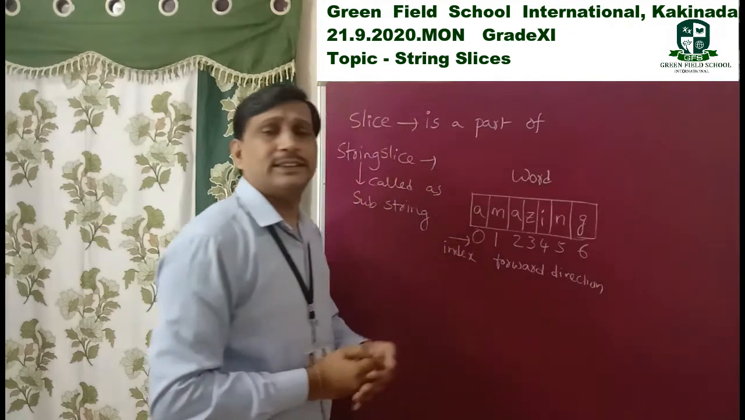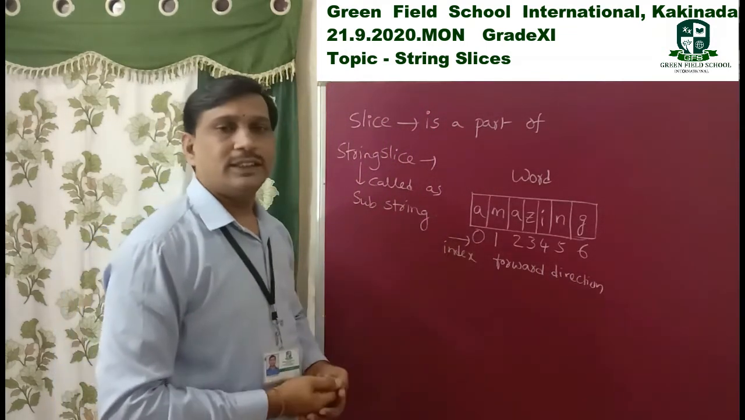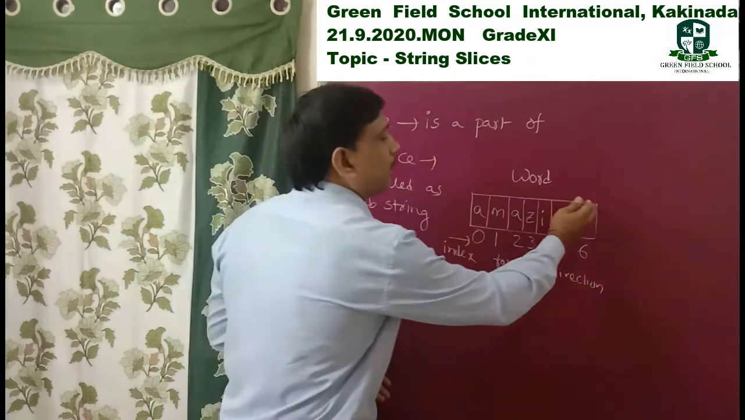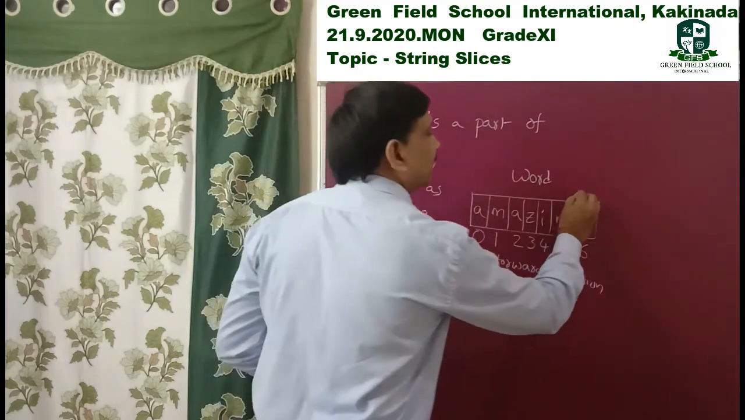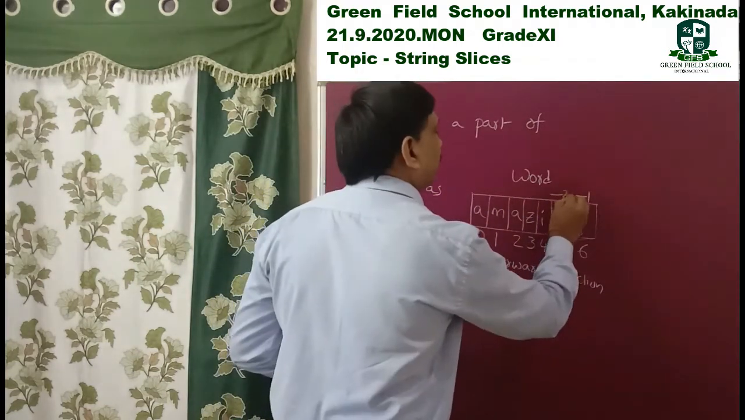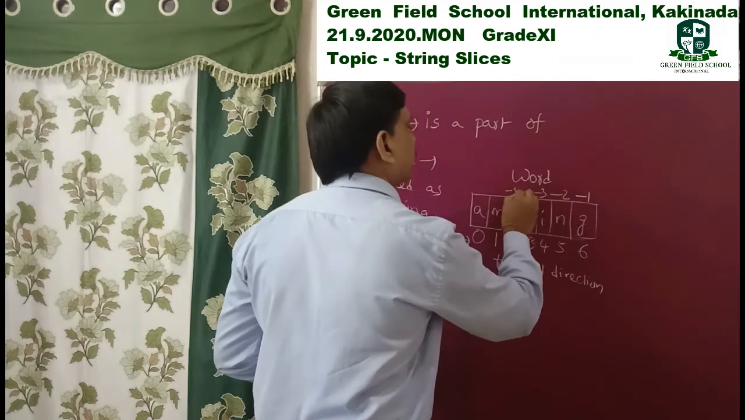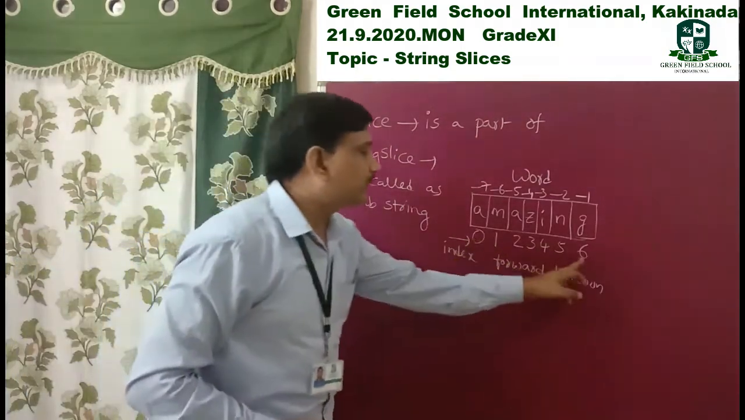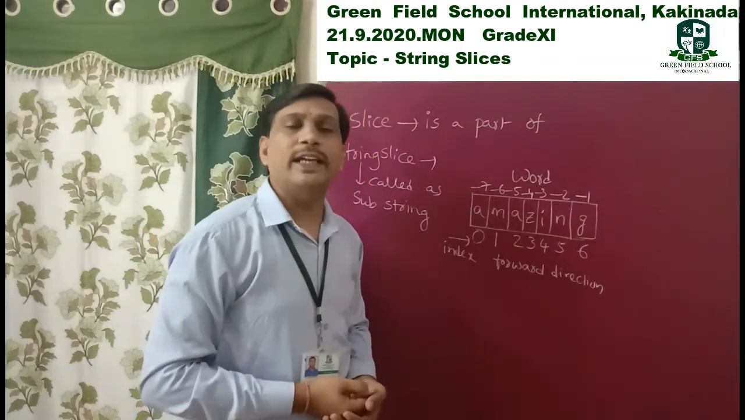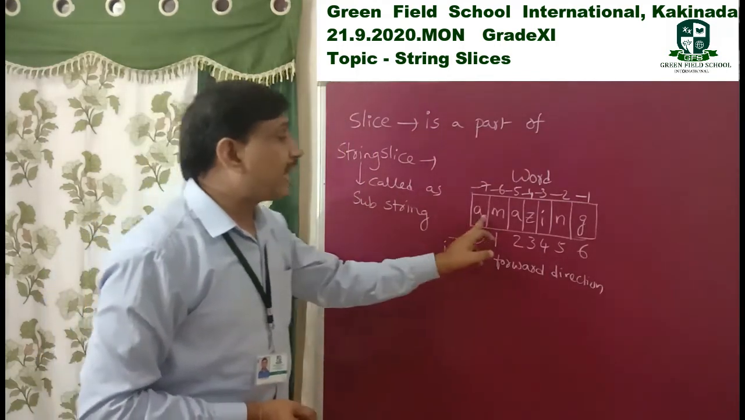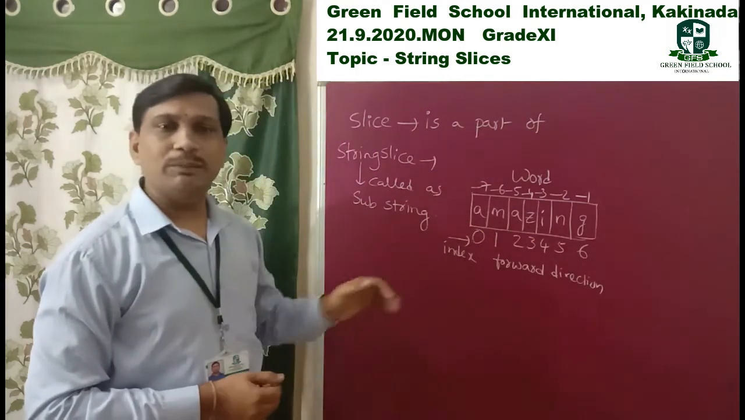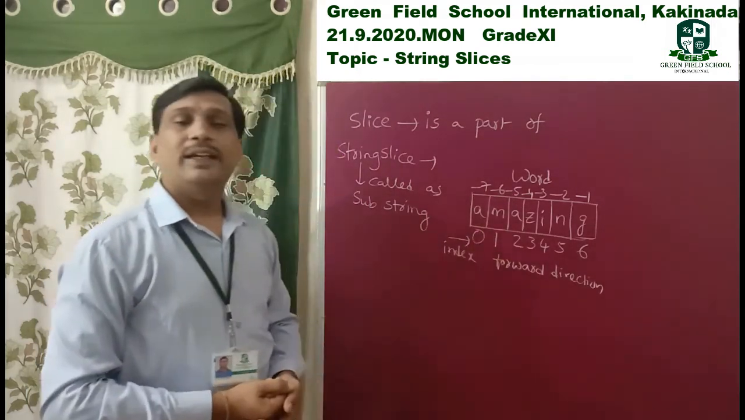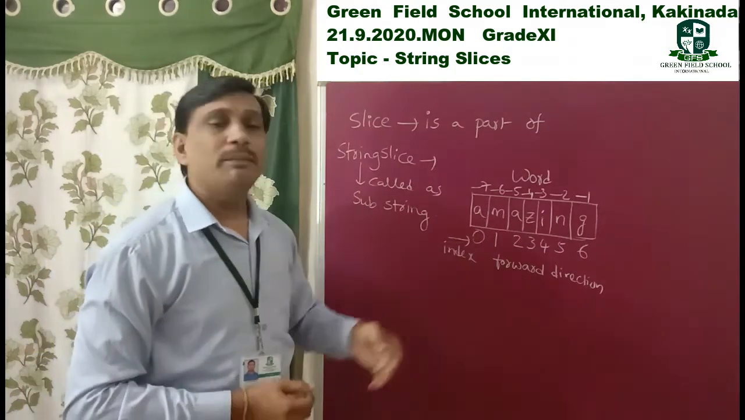We can traverse the string characters one by one in either the forward direction or the backward direction. Here the backward direction starts from -1, -2, -3, -4, -5, -6 and -7. So 0 to 6 is the forward direction, -1 to -7 is the backward direction. We can access all these characters from the string word by using these indexes, either forward or backward.